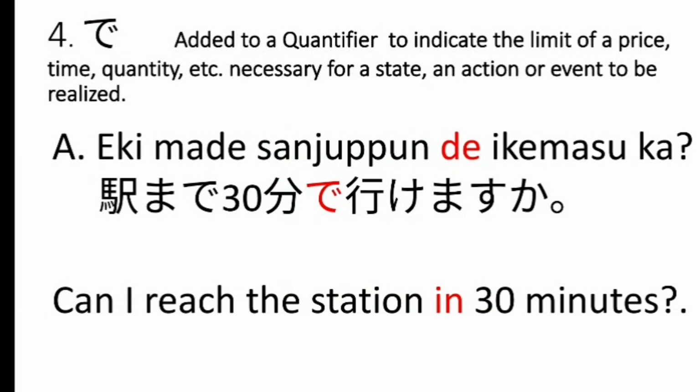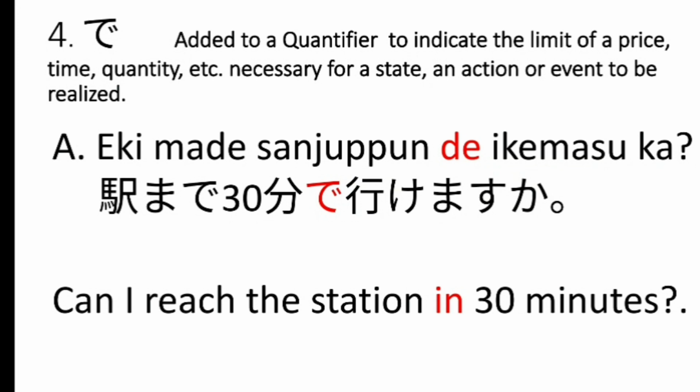Our first example in here, 駅まで30分で行きますか? Can I reach the station in 30 minutes? So in here, 30分で, giving a limit. In this case, it's a time limit. Within or in 30 minutes. In 30 minutes, can I reach the station?